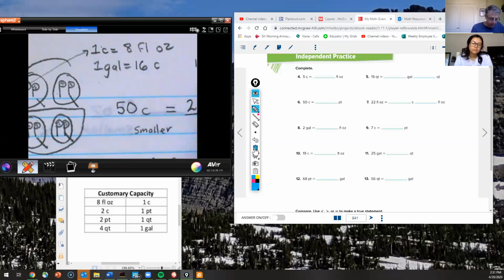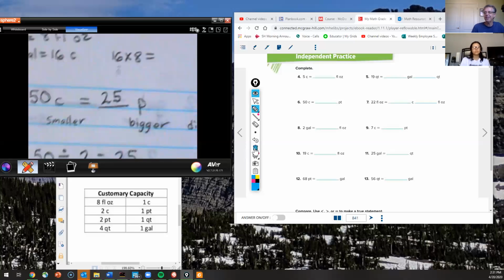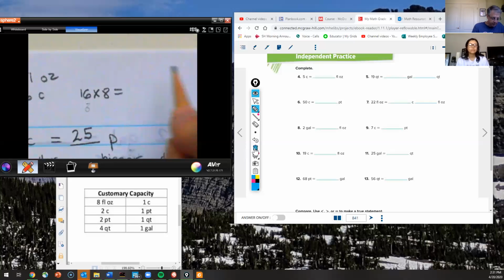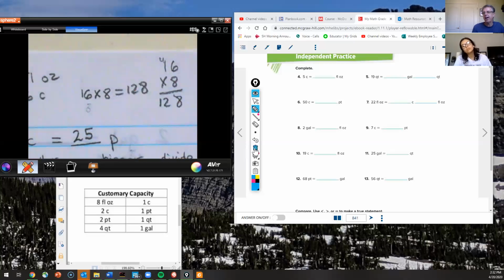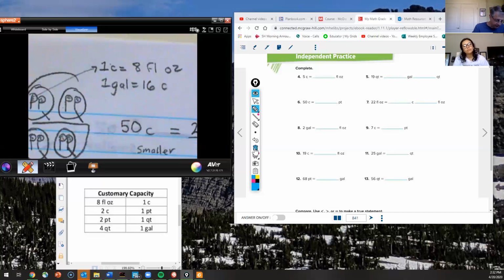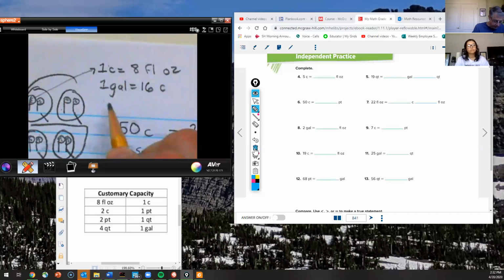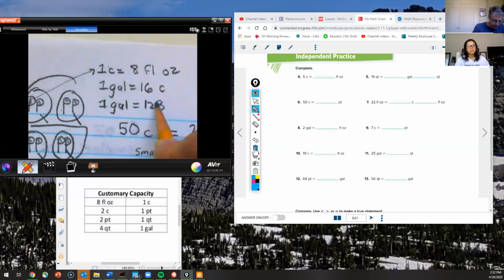And when I multiply that all the way out, I got a little squished right here and you can't see it, so let me write it out over here so you can see it. 16 multiplied by 8: 8 times 6 is 48, plus 8 is 128. So now I know that 1 gallon equals 128 fluid ounces.